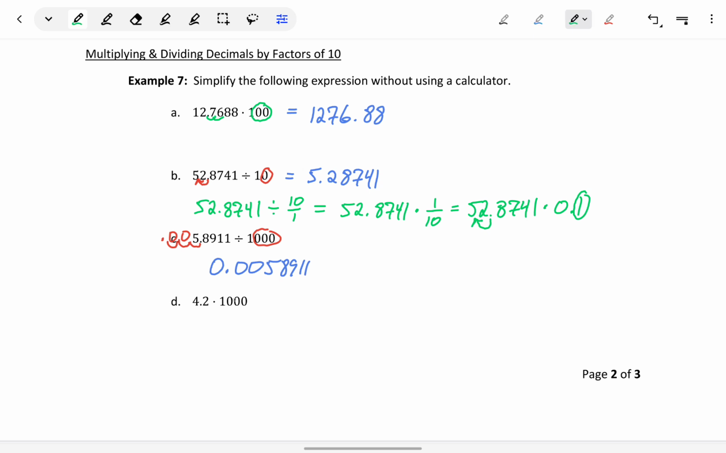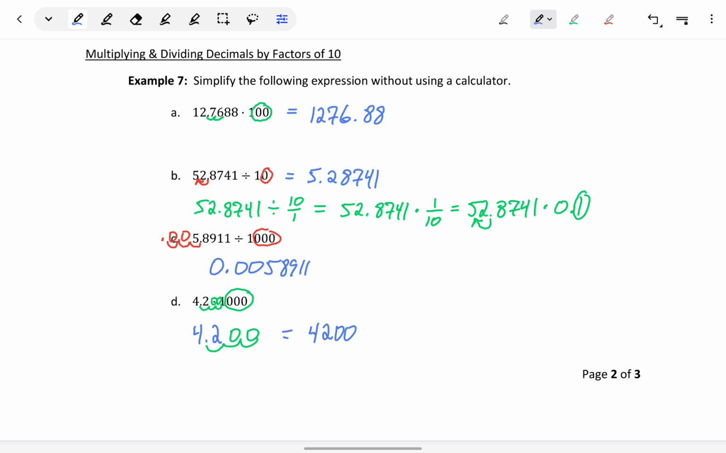And then in part D, we're multiplying by a factor of 10 again. So we're going to move the decimal place to the right 3 places. Again, we don't have enough digits to do that, so we'll put in some placeholder values. We could do this a little bit more neatly. 4.2 times 1,000, we'll move this once, twice, 3 times to get 4,200. Or 4,200 is that number once we multiply by 1,000.